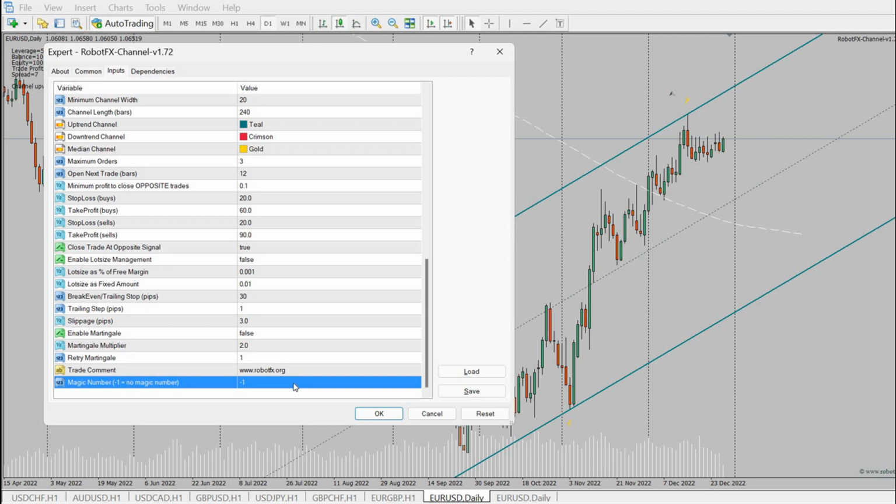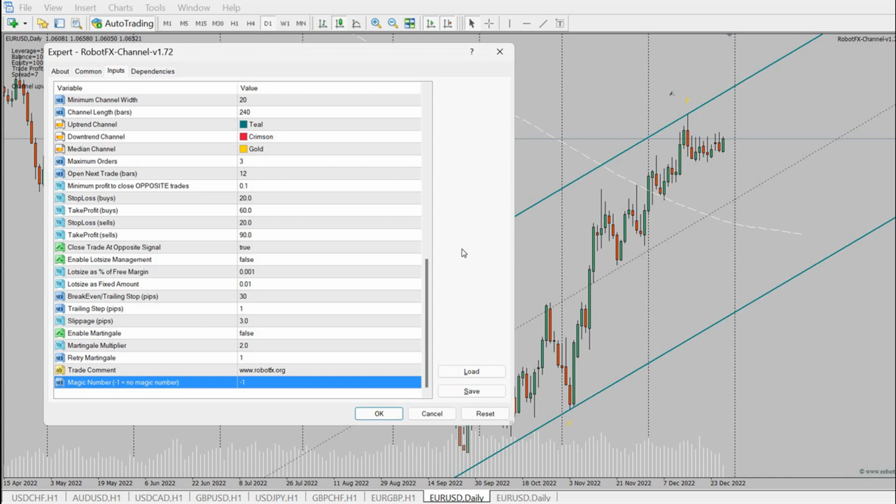However, it has to be said that if you are using the same expert advisor on multiple similar charts, like attaching it on two USD charts, you will have to use a different magic number for each of these charts. This is so that the expert advisor on one chart will not interfere with the trades on the other chart. Otherwise, if you use it on different charts, you can just leave it on negative one. It will make no difference.